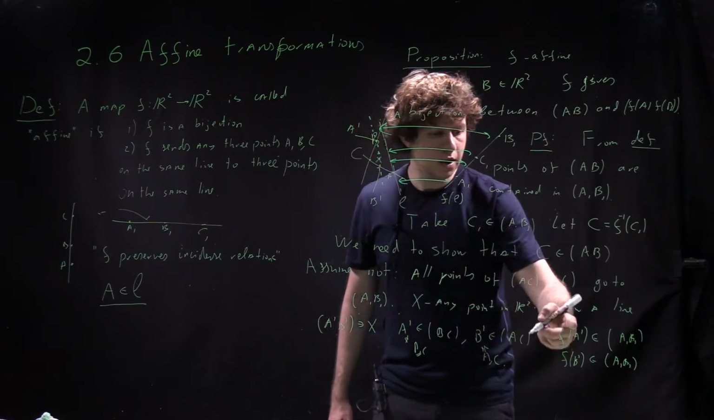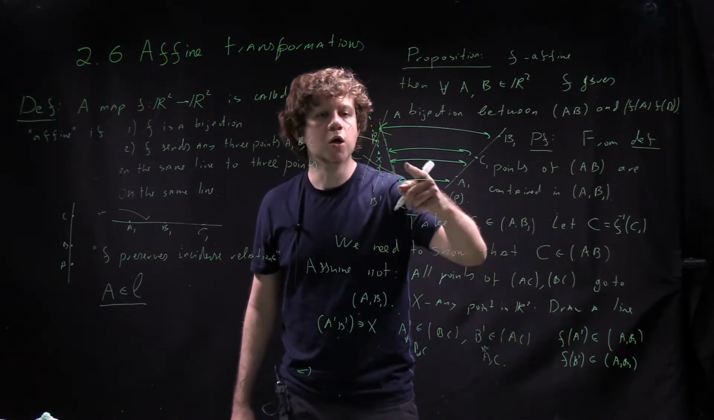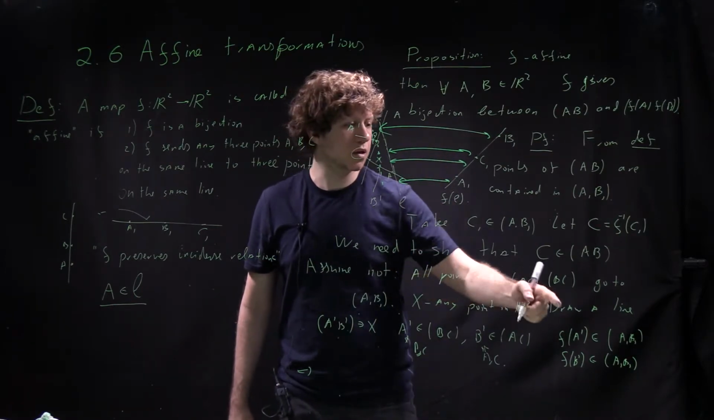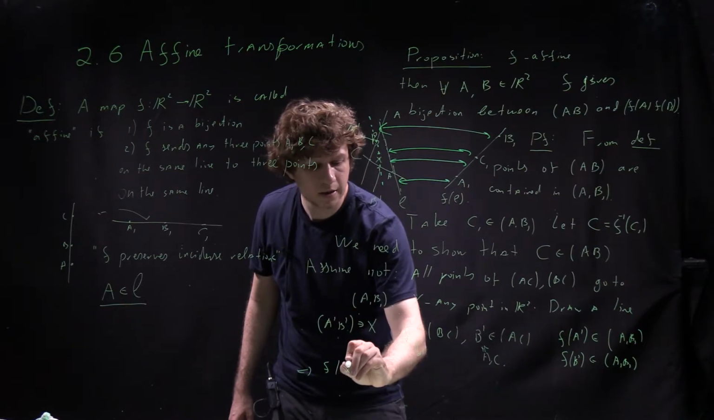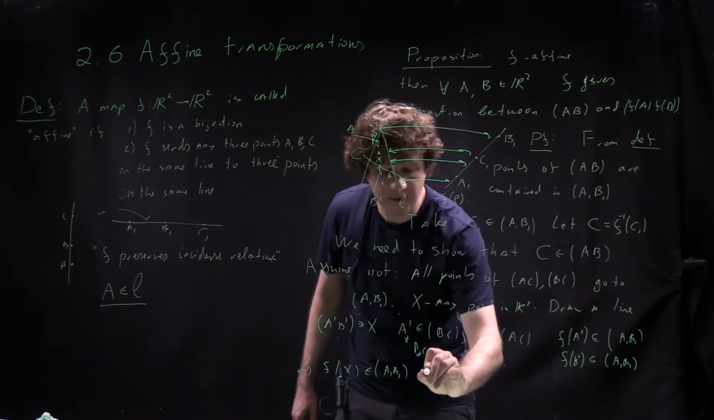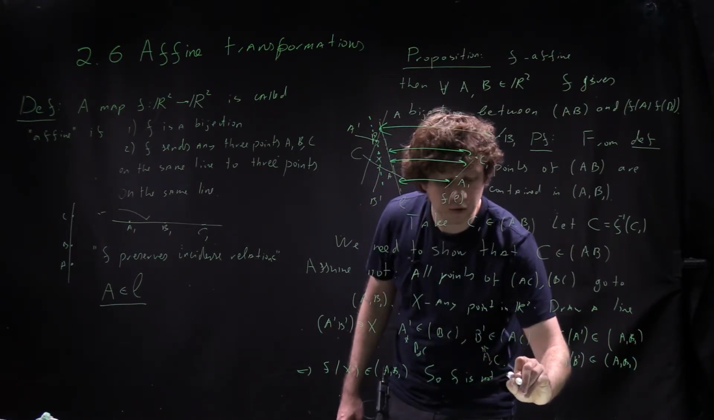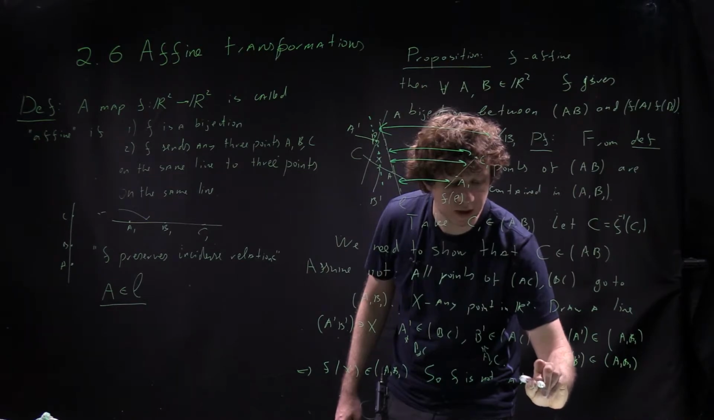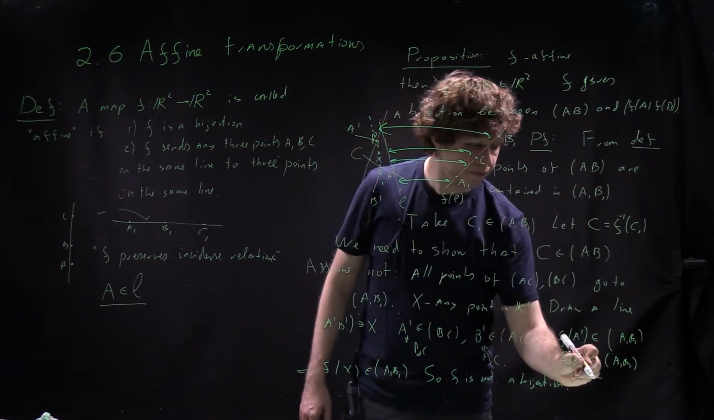And so, in particular, any point on the line A prime, B prime will go to a point of this line. So in particular, F of X is contained in line A1, B1. So F is not a bijection, because just the whole plane goes to one line. And so that's a contradiction, and that finishes the proof.